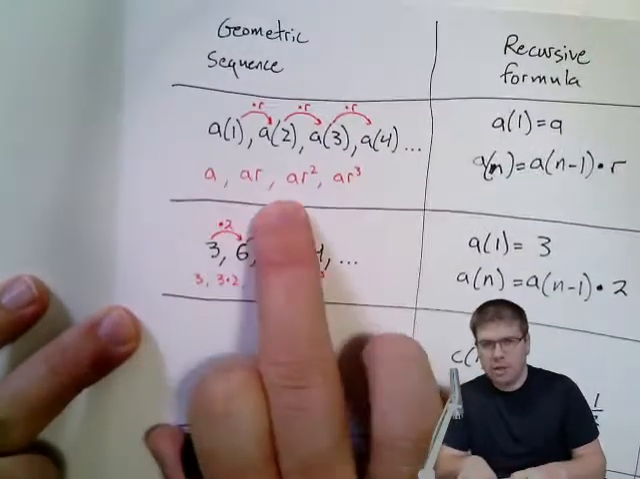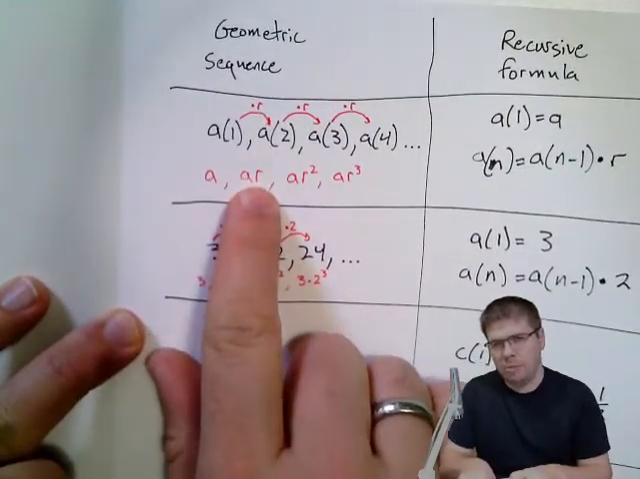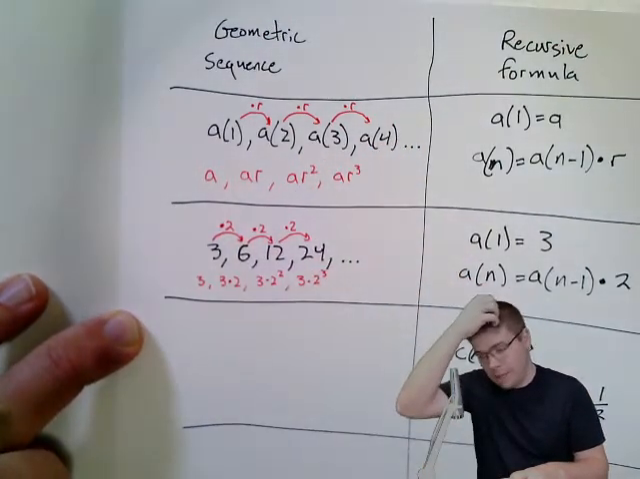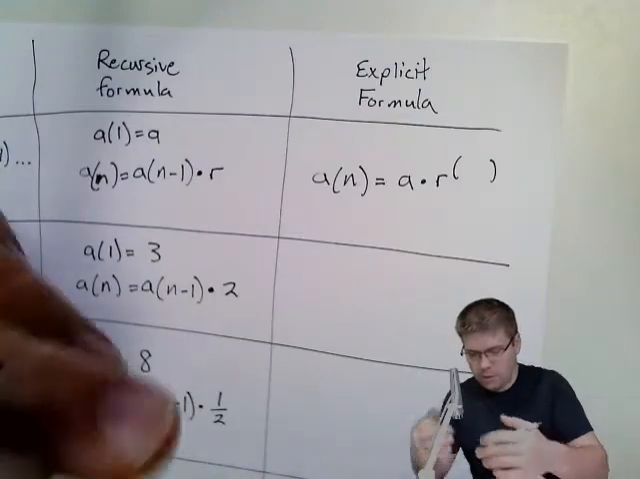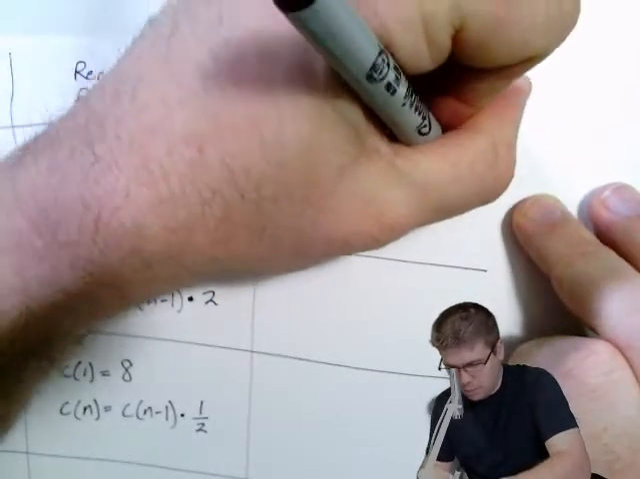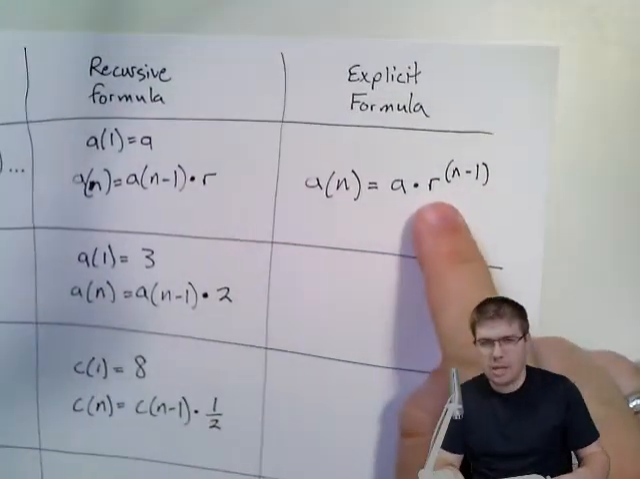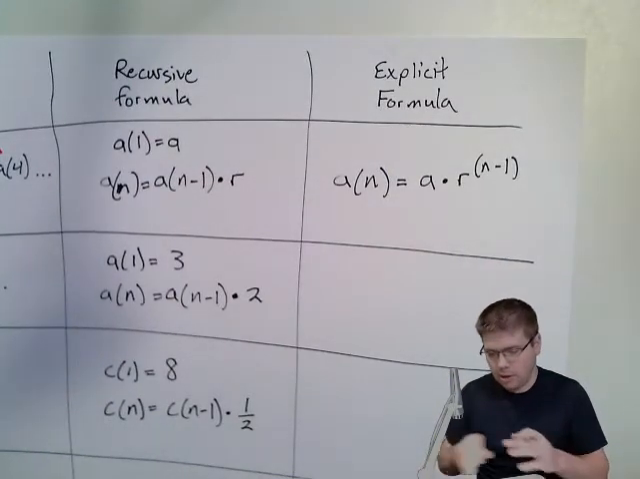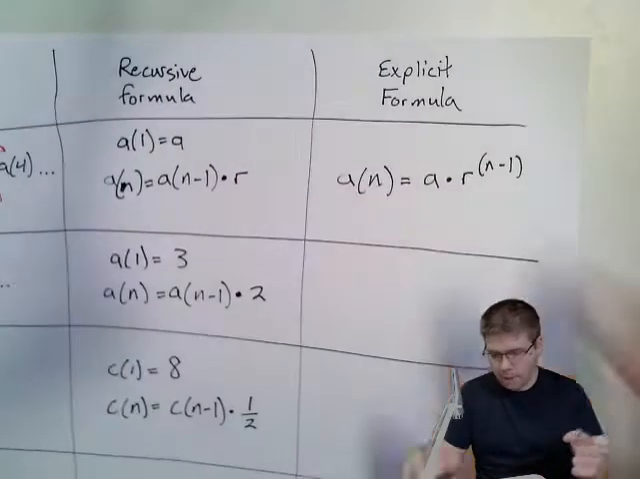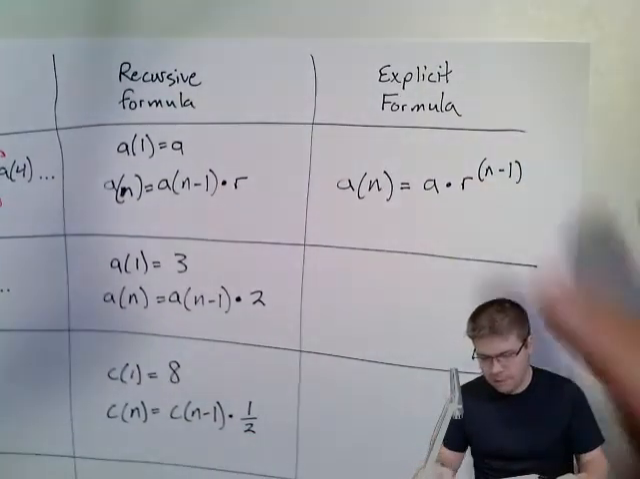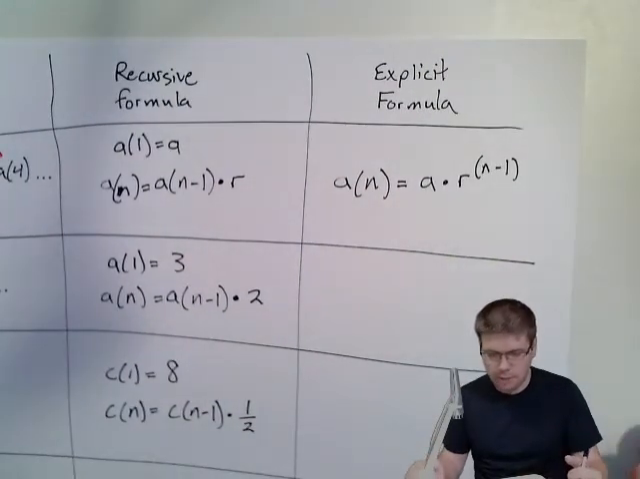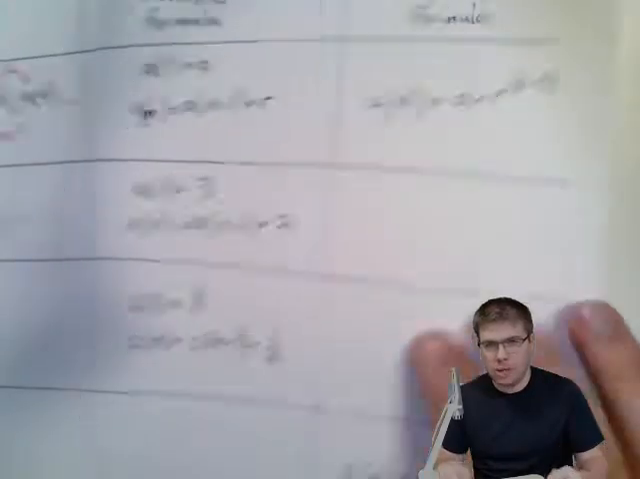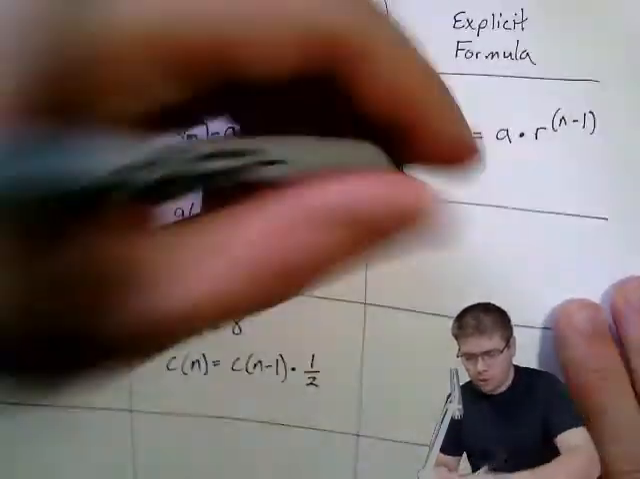The number of r's is, so in the second term we multiplied by 1 r, in the third term we multiplied by 2 r's, in the fourth term we multiplied by 3 r's. So it's always the term number minus 1. That's how many r's we're multiplying by. And that gives us our term on any number. We can plug in an n and multiply by some number of r's, and that gives us what that term is.